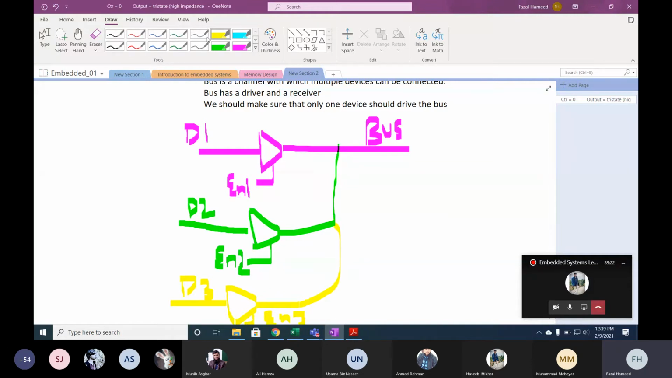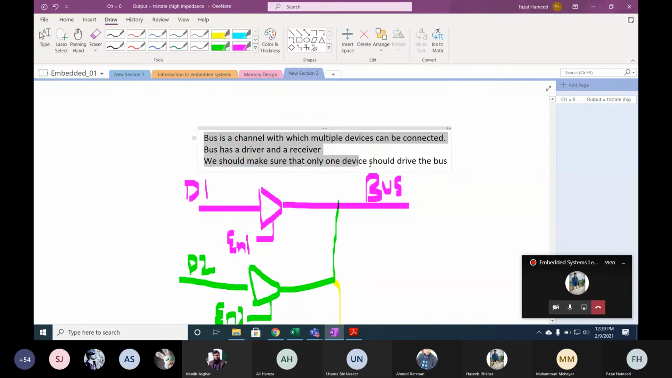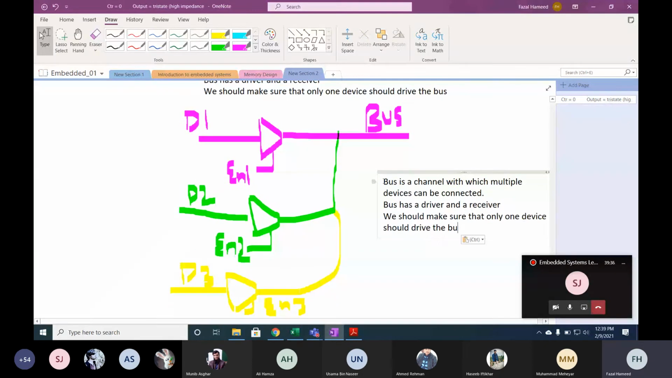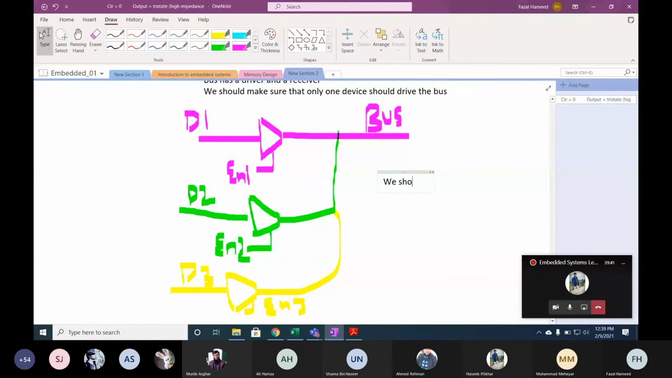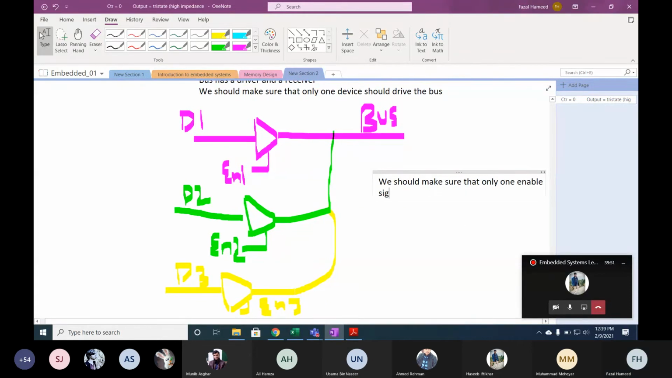Okay, so now there are two scenarios. If you look at this example, we should make sure that only one enable signal is high at a time. समझ आ गई बेटा नहीं? कौन कौन सी enable signal है यहाँ पे in this example?